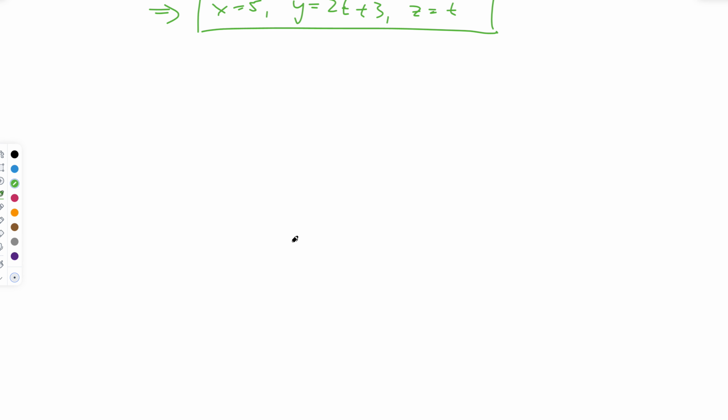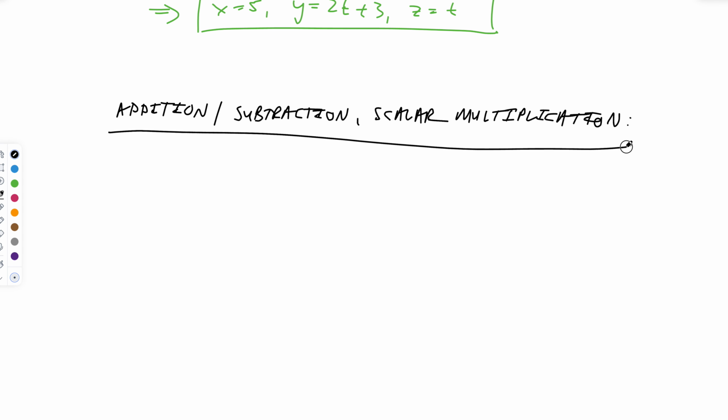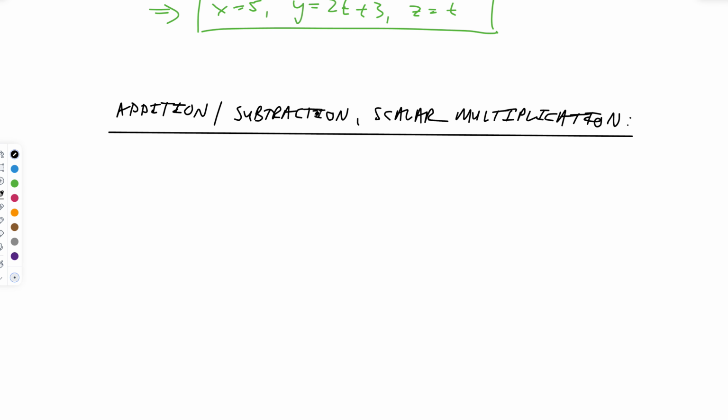Okay. Now, from here, we will talk about the addition and subtraction of matrices, and we will talk about scalar multiplication of matrices. All right, so let's go ahead and do this. Let's start with addition and subtraction.